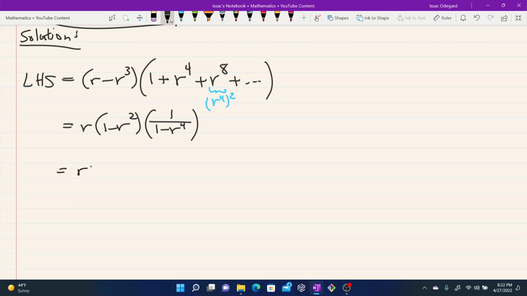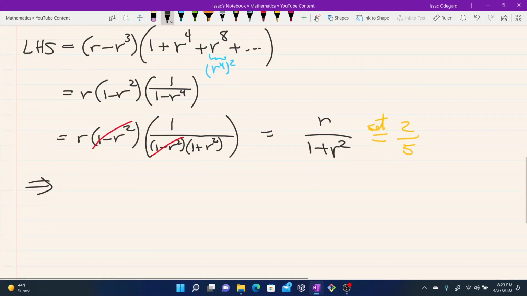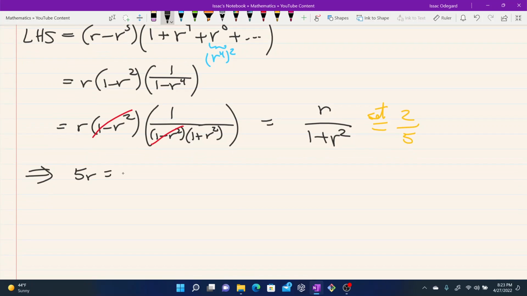Now, the next step is to factor this denominator, or this downstairs term, using difference of squares. And then we see 1 minus r squared cancels. So we end up with r over 1 plus r squared. Next, we are going to set this equal to 2/5 and solve. So we cross multiply. We'll get 5r equals 2 plus 2r squared. So 2r squared minus 5r plus 2 equals 0.